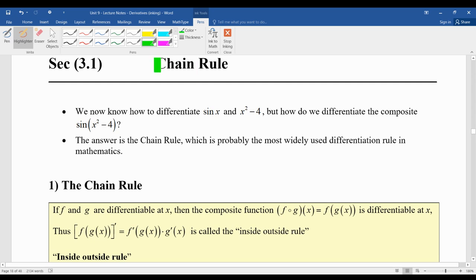Hello, this presentation is on the chain rule. The chain rule is a formula used to find the derivative of a composite function.